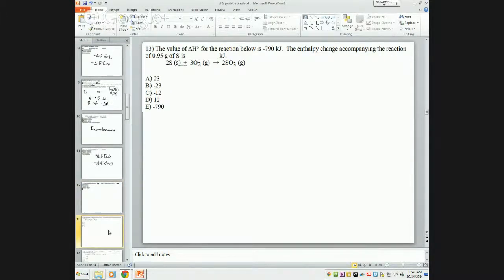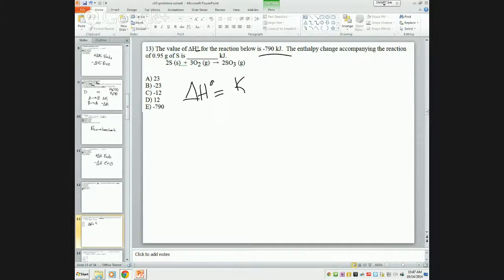Number 13. The value of the delta H naught. So you gotta look, that naught means standard conditions. All right, for the reaction below is given as negative 790 kJ. The enthalpy change for the accompanying reaction of 0.95 grams of it. All right, well, see, you gotta remember the delta H naught.